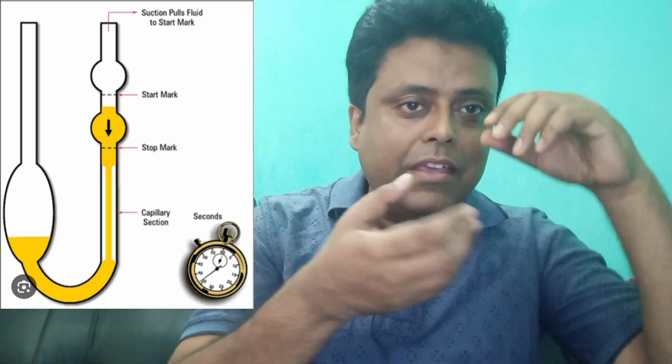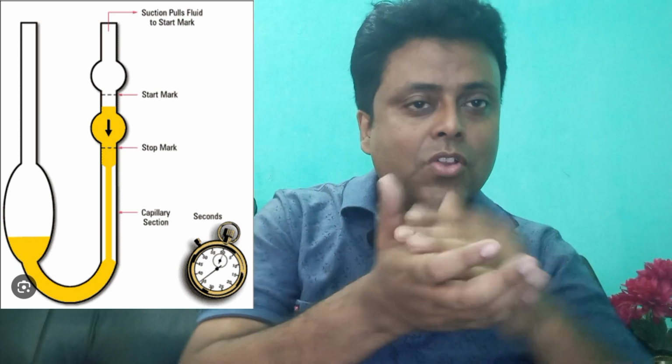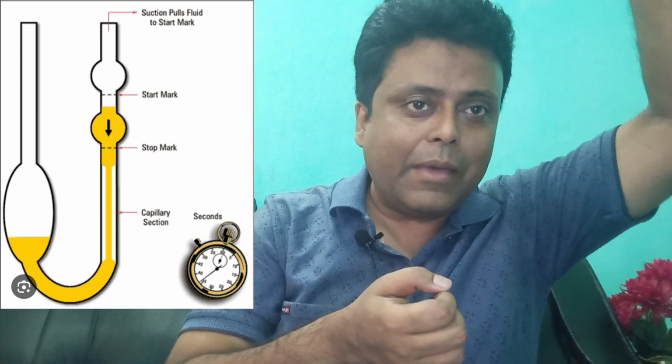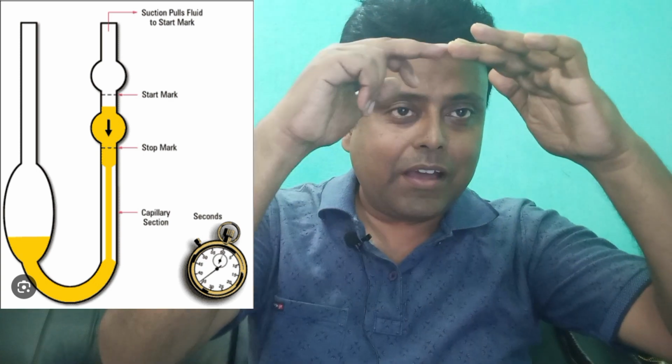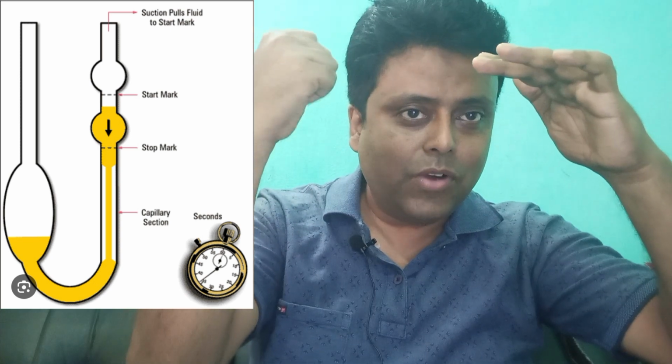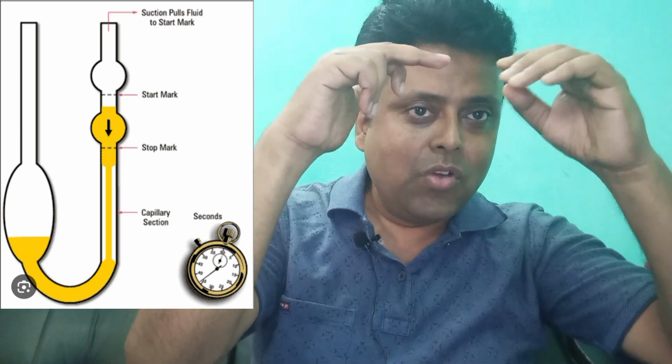You can see it over here, Oswald's viscometer. There is a capillary and there are two marks over there, A and B. We need to pull that liquid through the capillary to the mark at the top, and then leave it from that upper mark, as you can see over here.